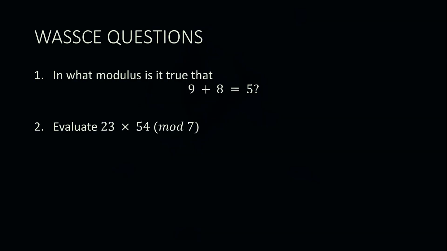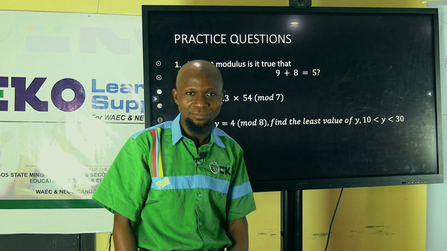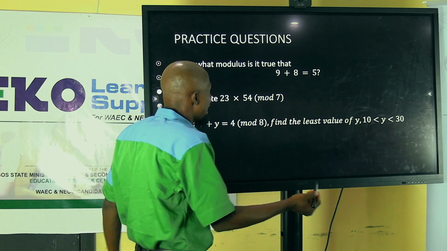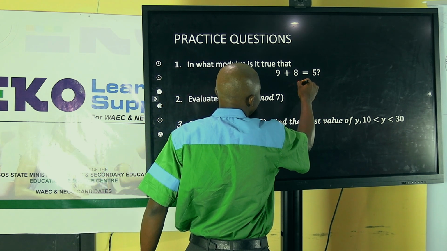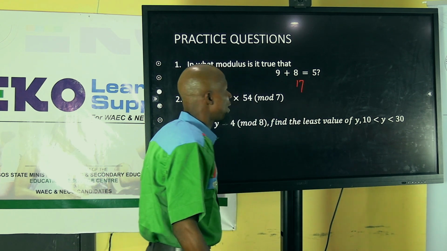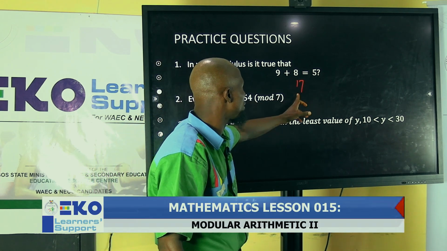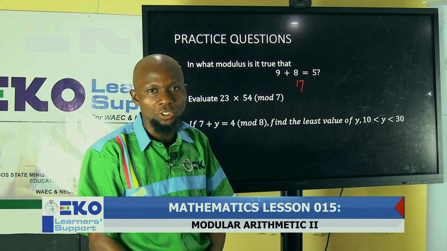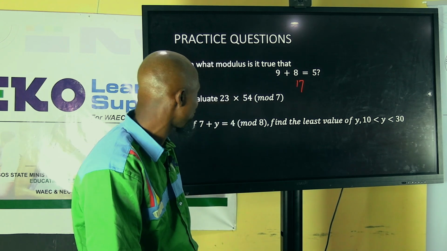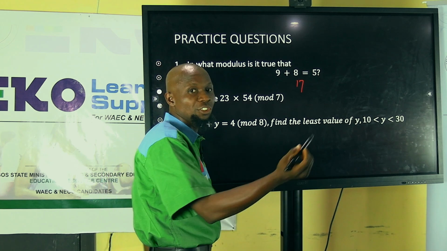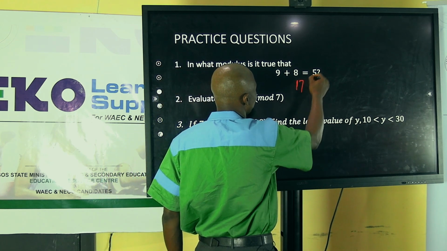The first one: in what modulus is it true that 9 plus 8 equals 5? Now, let's look at it. 9 plus 8 should be 17. 9 plus 8 is 17. But now, they are giving us that 17 and 5 belong to the same congruent class. So how come it is? What you just need to do is like 17 minus 5 is what?